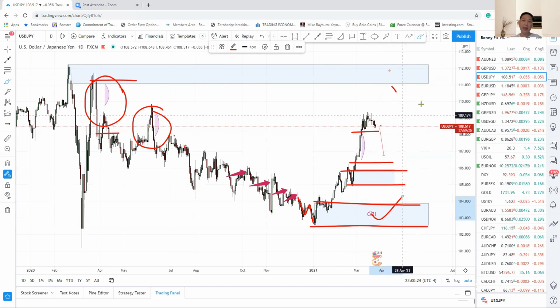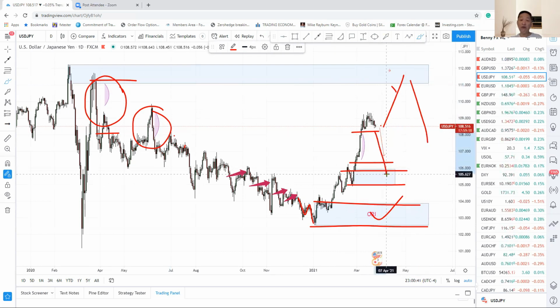My bias for this pair is still long, the euro, dollar, yen, right? The next target is 112, right? So how is the price going to move up? Is it going to move up from here to 112 before it takes down? Or is the price going to go down first before it goes up? That I wouldn't know, right? So I will just see how the price moves, then we'll take action accordingly.